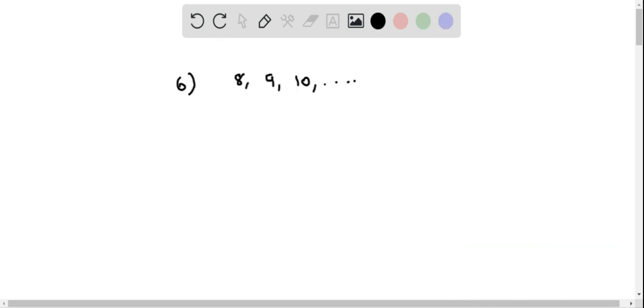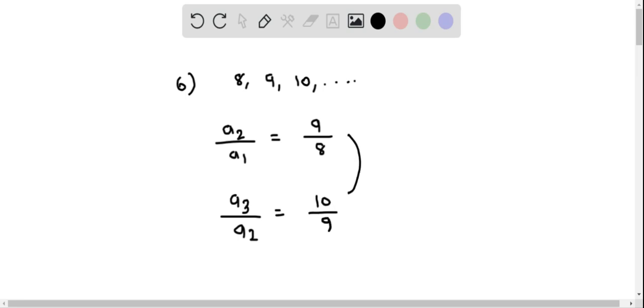We now do question 6. So let's find the ratio, that is A2 over A1, and this equals A2 is 9 and A1 is 8. So we get this fraction 9 eighths. And let's also find the other ratio, that is A3 over A2, and this equals 10 ninths. And clearly we can see that these two are not equal, because 9 by 8 is not equal to 10 by 9.